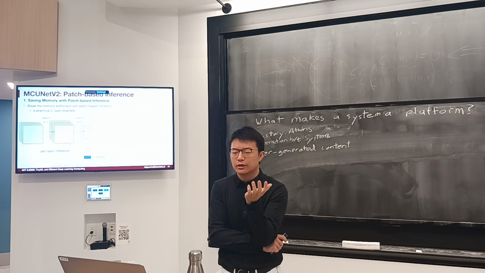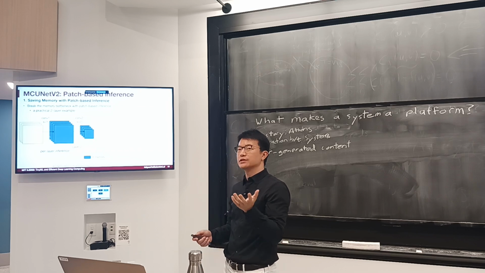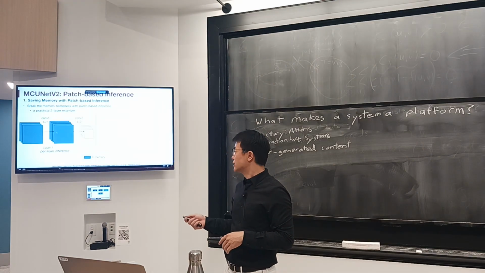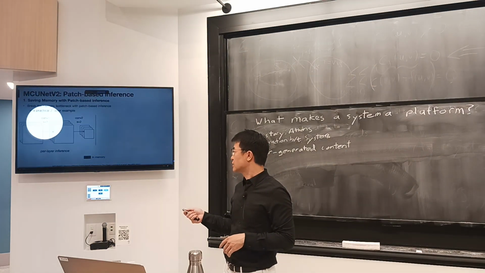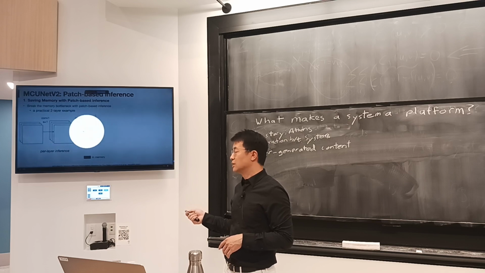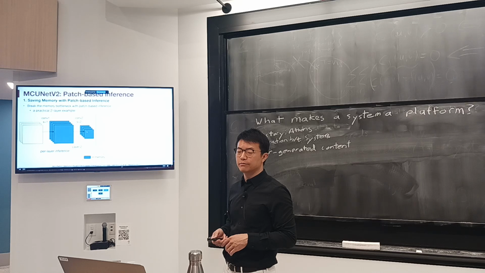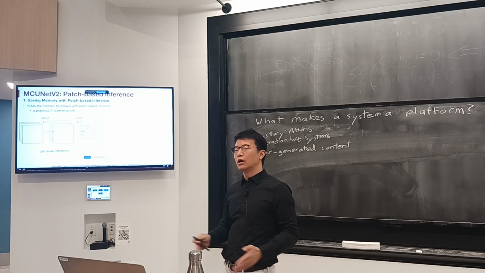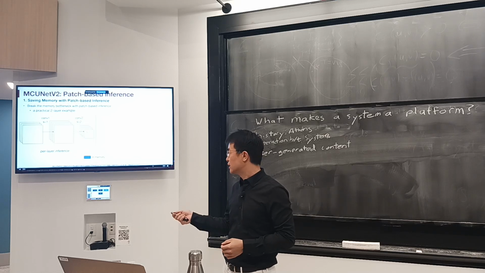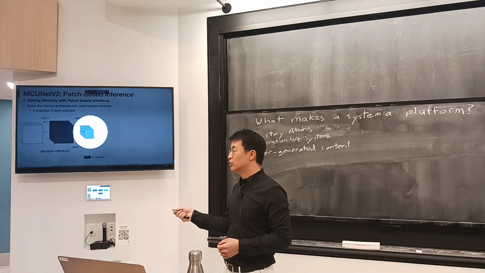We can break the memory bottleneck by patch-based inference. So let's look at the original conventional approach. Here we have 2 layers. This is layer 1, this is layer 2. At each layer, we gather the whole input, produce the whole output, and then produce the whole output for the next layer. Every time you have to finish calculating the whole output of a particular layer, like layer 1, before you calculate layer 2.